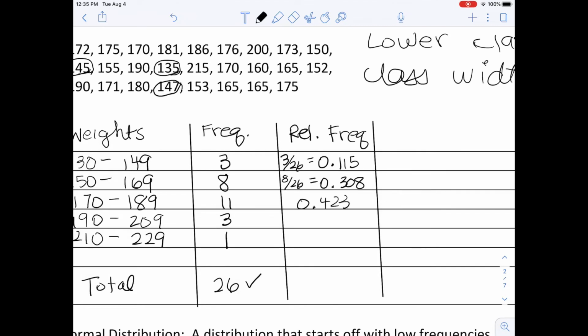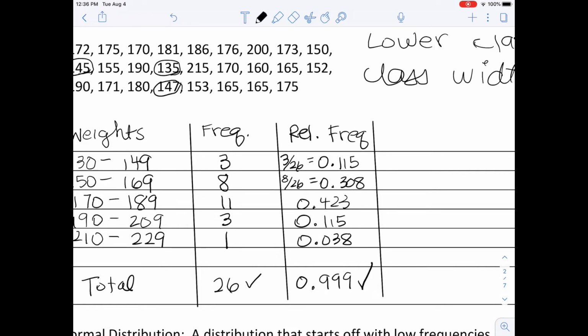0.423. Then we're going to do 3 divided by 26, which we did up above, which is 0.115. And then the last one, which is 1 divided by 26, which is going to be 0.038. If I were to add up this total column, the relative frequencies, we should be close to 1. And if you notice, it doesn't exactly equal 1, but it is 0.999, which is relatively close. So we'll go ahead and put a check there. That is a relative frequency distribution and a frequency distribution so far.